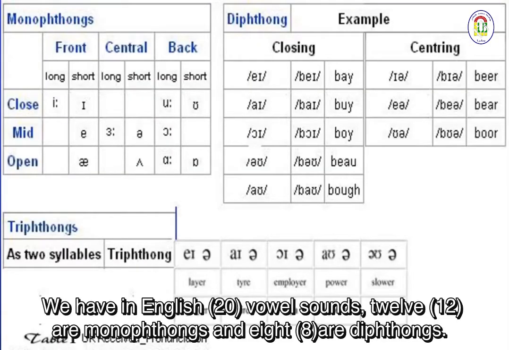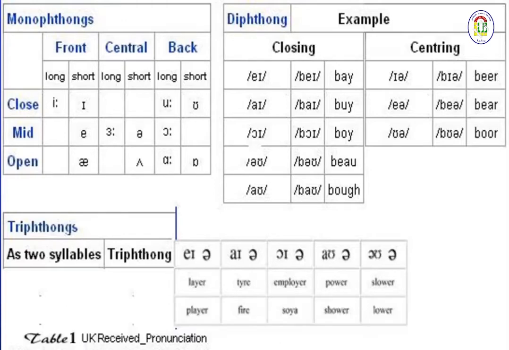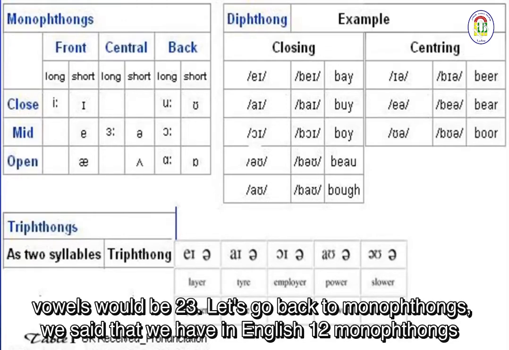We have, in English, 20 vowel sounds. 12 are monophthongs and 8 are diphthongs. There are also triphthongs, and in English we have 3 triphthongs. So the total of vowels would be 23.